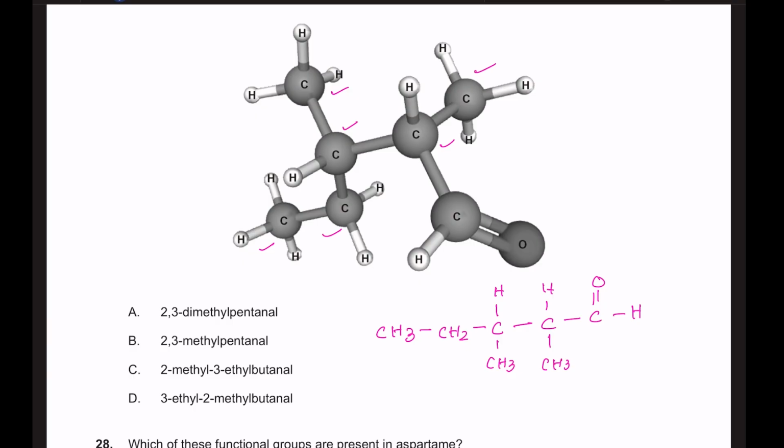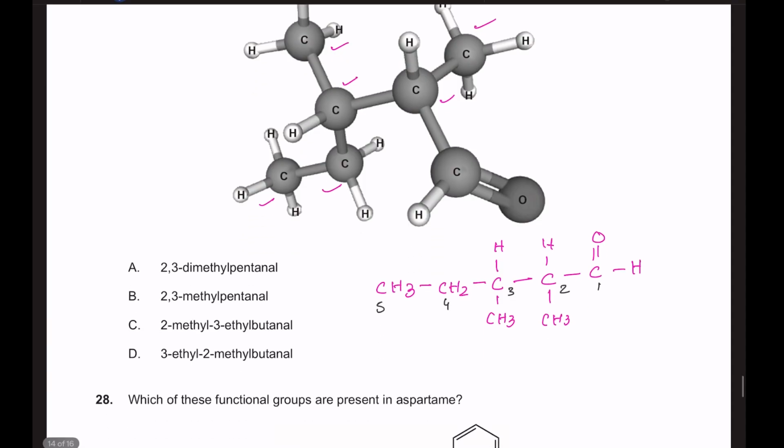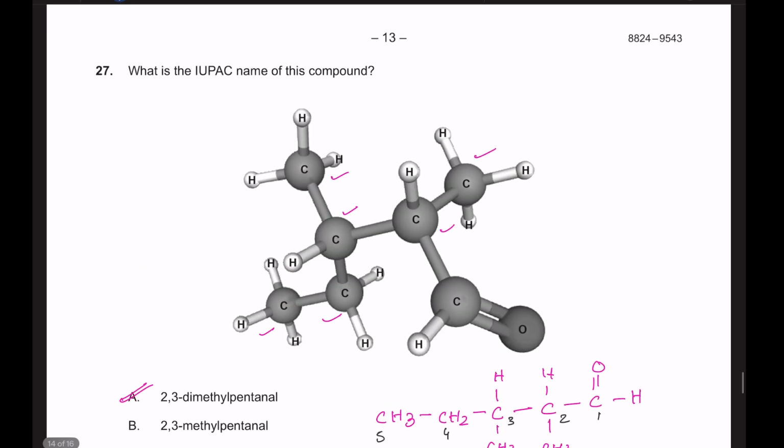Now we have to write the IUPAC name. Numbering should be done from right to left so that your functional group gets the lowest number. 5 carbon atoms is pent and the functional group is al. So at the end you should have pentanal. So C and D can be eliminated. Now the positions of the methyl groups are 2,3. So it's 2,3 dimethyl pentanal. So A is correct. B, the name is fine, but instead of methyl, it should have been dimethyl. Okay. So 27 is A.